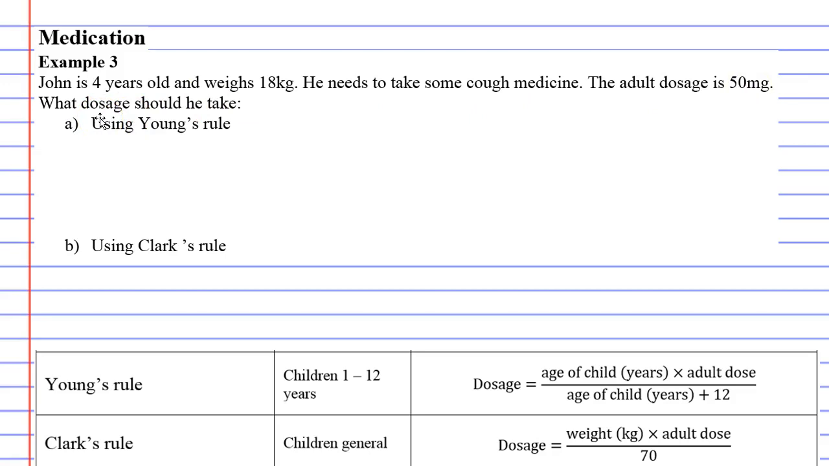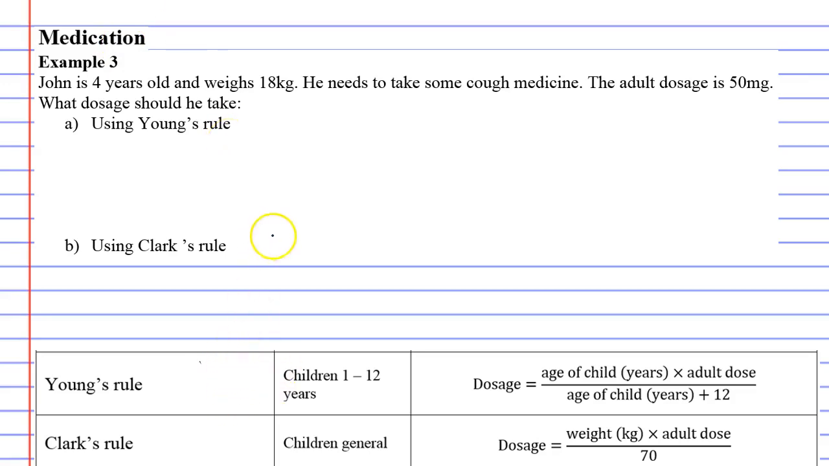We're going to use just 2 of the formulas. We're going to use Young's rule and Clark's rule, both of which can be used for the same situation here, so hopefully they'll come out with very similar results. Let's work this out. It's basically just substituting into a formula.